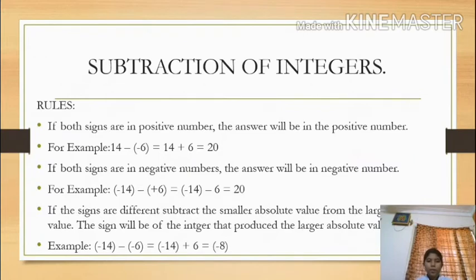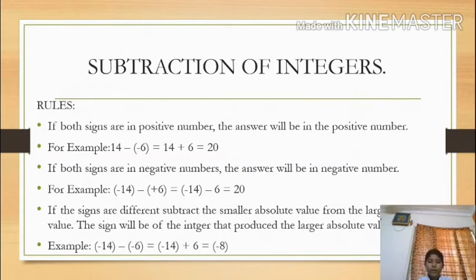Second rule, if both signs are negative, the answer will be a negative number. For example, negative 14 subtracted by positive 6, which is equal to minus 14 minus 6, the result is negative 20.